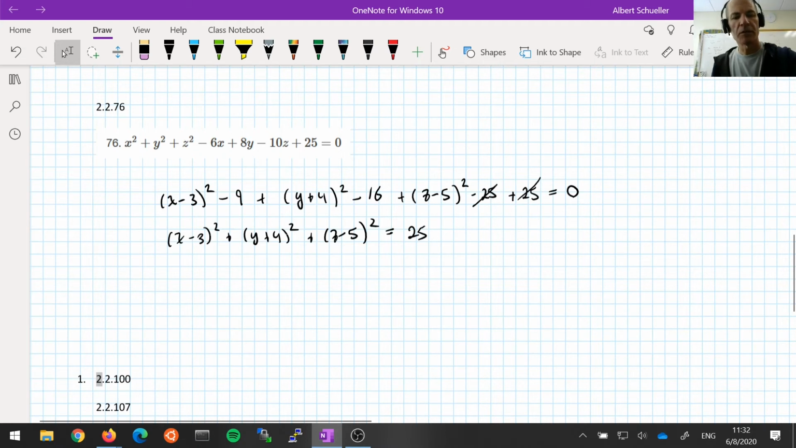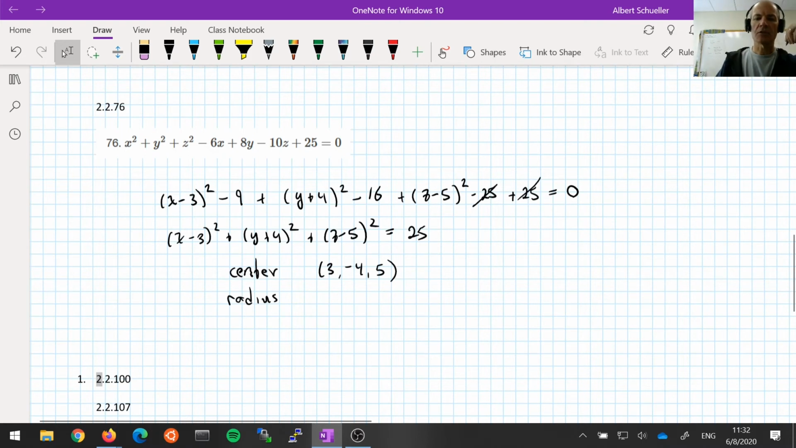Standard form is useful because it lets us pick off the center. It's 3, negative 4, 5. And the radius, if we notice that this is r squared, then r is equal to 5. This is a sphere centered at 3, negative 4, 5 with radius 5.